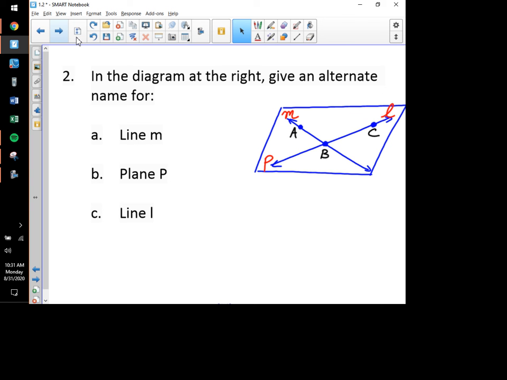So within this diagram, we have a big plane here. And again, remember that a plane goes on forever, but we have to draw borders here even though they don't really exist. We have 2 lines that are intersecting within that plane. And we're supposed to give one alternative name for each of these 3 things. And the first thing they have for us here is line M.